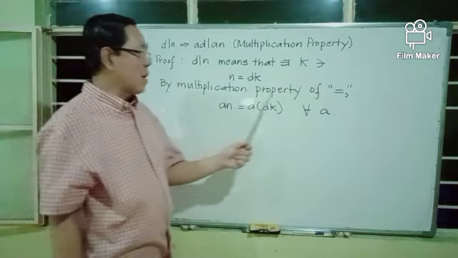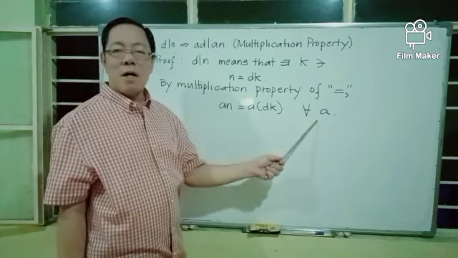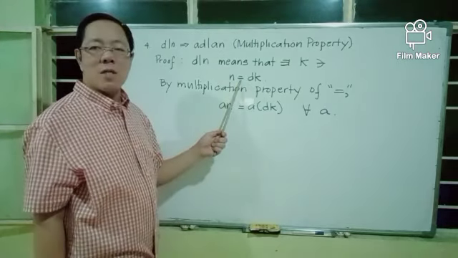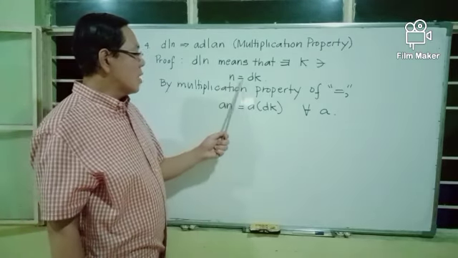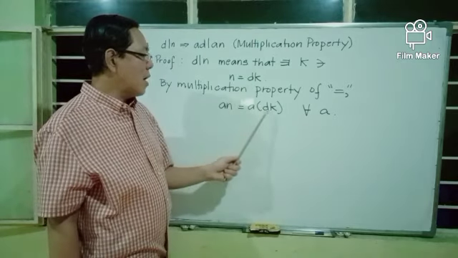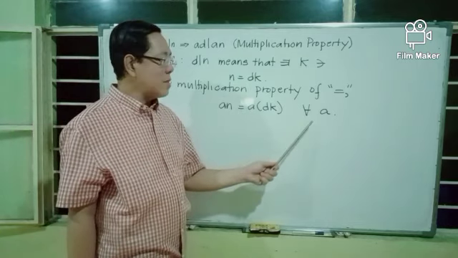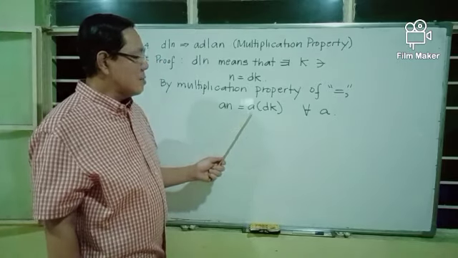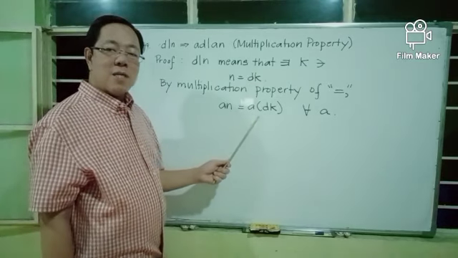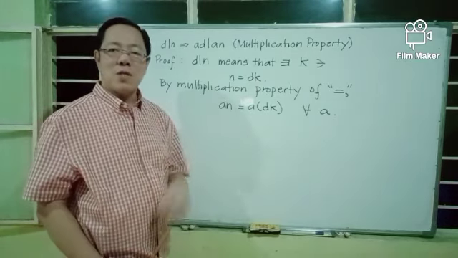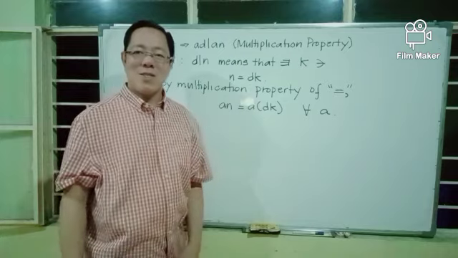Again, by the multiplication property of equality, if we multiply both sides of this equation by the integer a, the equality will still be true. We multiply the left-hand side by a, we get an, equals, we multiply the right-hand side dk by a. And the equality is still true for all integer a. Now, the right-hand side of this equation can be written as the quantity ad multiplied by k by the associative property of multiplication that is satisfied by the set of integers.